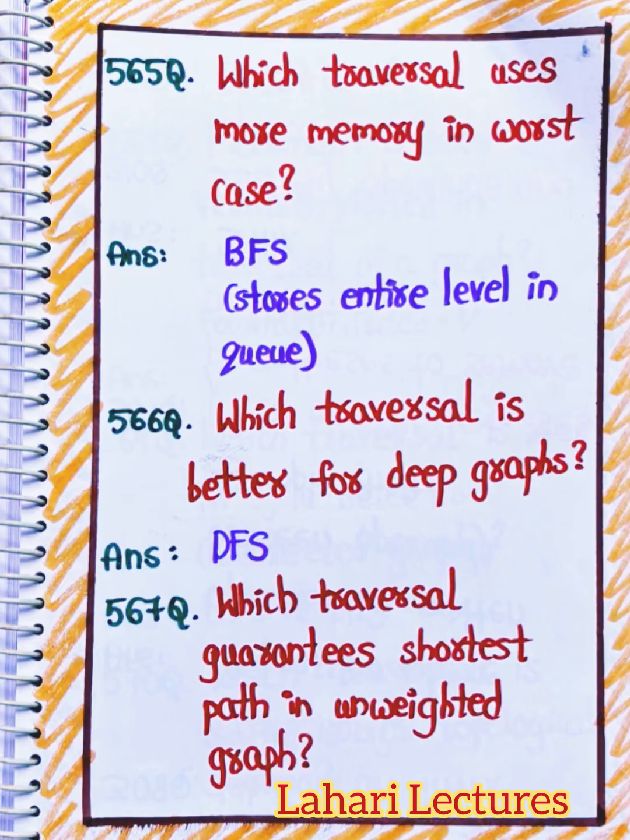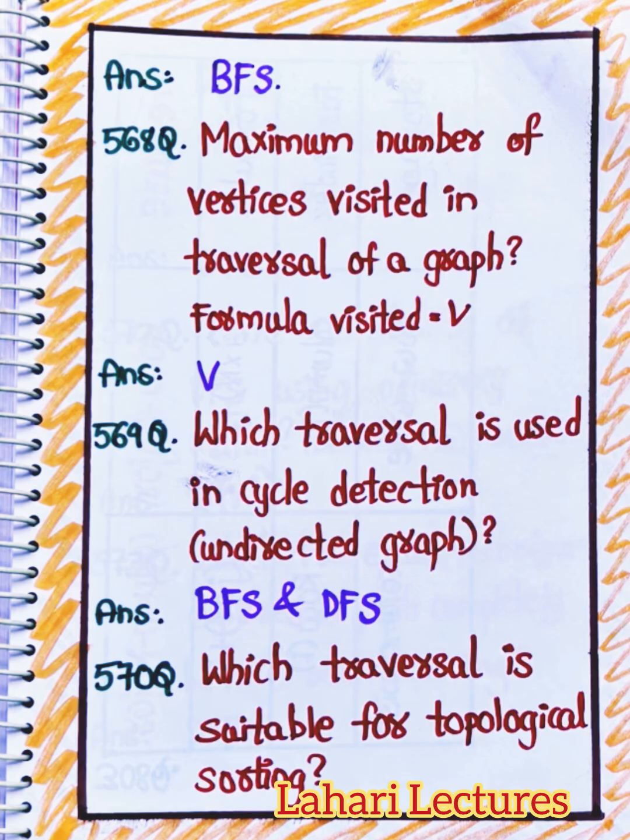Which traversal is better for deep graphs? DFS. Which traversal guarantees shortest path in unweighted graph? BFS. Next question. Maximum number of vertices visited in traversal of a graph. Formula: visited equals V. So the answer is V.